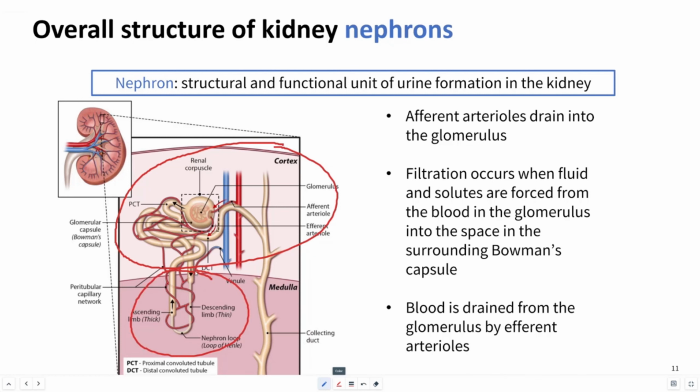The bulbous region of the nephron located within the cortex is called the renal corpuscle. As you can see right here, this is the renal corpuscle, which is composed of the glomerulus and the glomerular capsule. The glomerulus is a conglomeration of capillary loops called the glomerular capillary. Blood enters in the afferent arteriole and exits out the efferent arteriole. The glomerular capsule is also referred to as the Bowman's capsule.